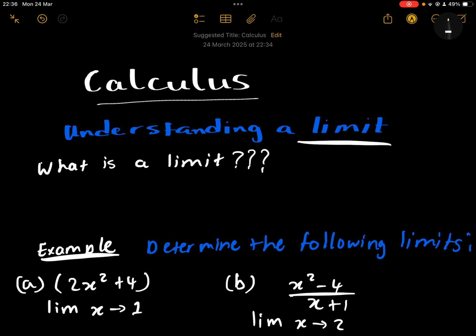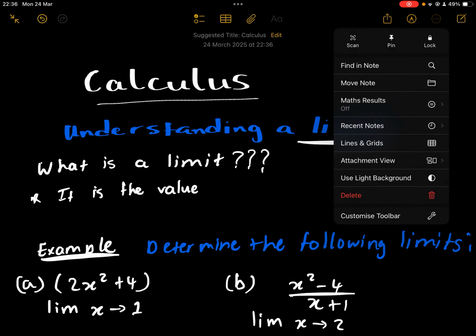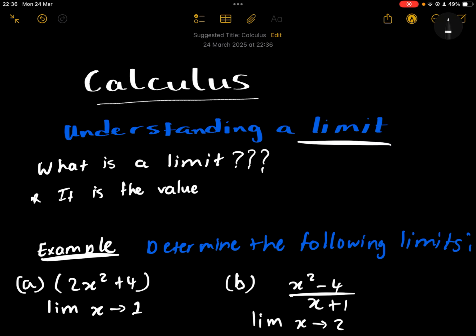So that's the understanding of a limit. Or let me just say it's the maximum value.